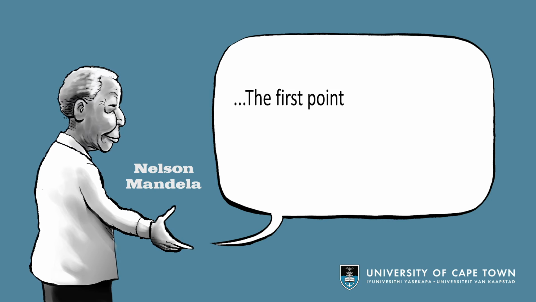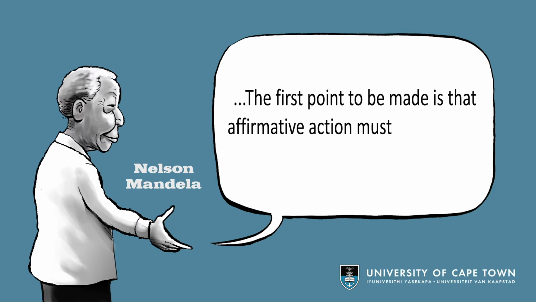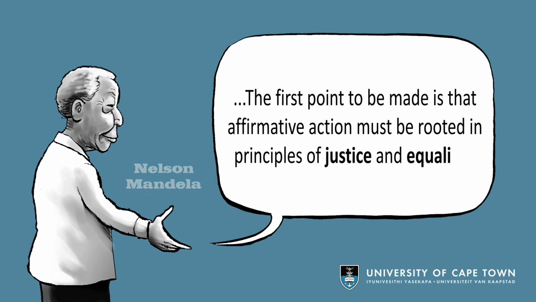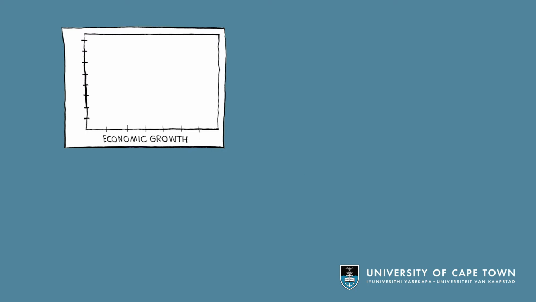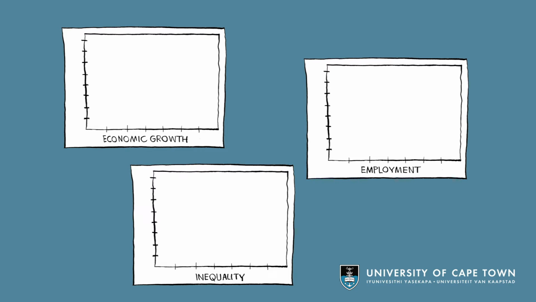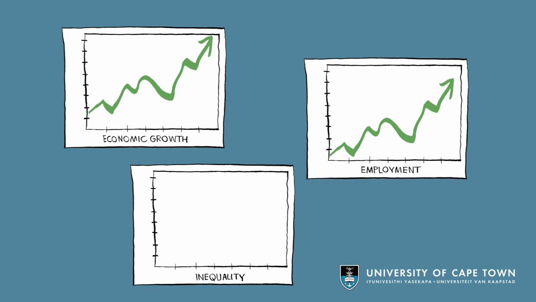The first point to be made is that affirmative action must be rooted in principles of justice and equality. If affirmative action measures were implemented as they were intended in the first place, as outlined by this quotation, then we may have been way ahead in terms of implementing and seeing the change our country and organizations require. We will touch on this in the context of the UCT policy in the next module.